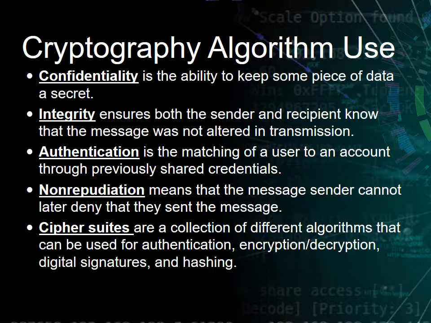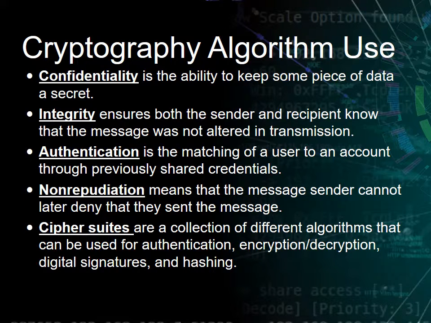Non-repudiation means that the message sender cannot deny that they sent the message. So in a public key infrastructure, if they send it to you using their private key, you have their public key. It authenticates to you that the person sending it is the authentic person, because he should be the only one with that private key. And then cipher suites are a collection of different algorithms that can be used for authentication, encryption, decryption, digital signatures, and hashing.